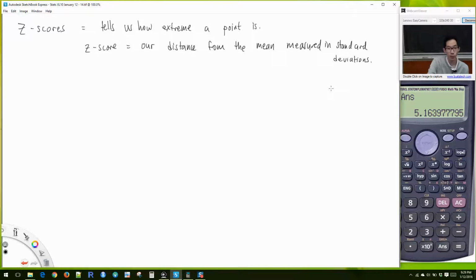So the formula for a z-score is basically our distance from the mean. So we just take our value x and we subtract off the mean, x bar. So this is our distance from the mean, but we measure it in standard deviations. So we're going to take that distance and we're going to divide by s. Okay? So the numerator is the distance from the mean.